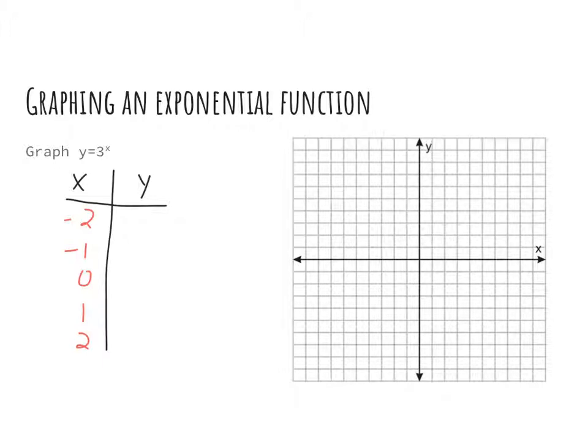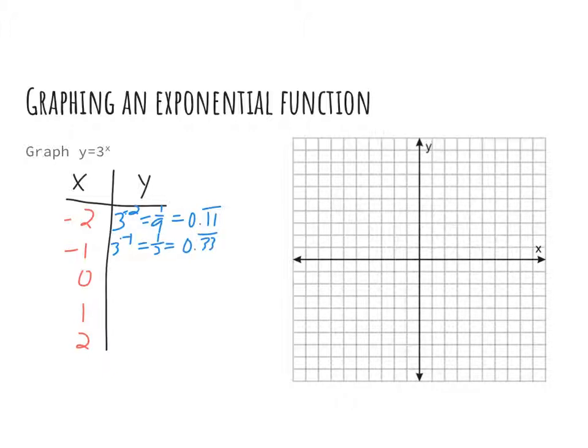The standard table goes from -2 to 2. And if I plug each one of these values in, 3 to the -2 power gives me 1/9, which is 0.111 repeating. Either way, it doesn't really matter. For -1, 3 to the -1 power is the same as 1/3, which is 0.33 repeating.